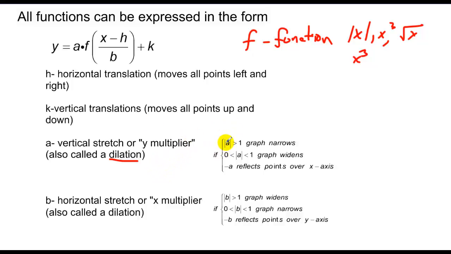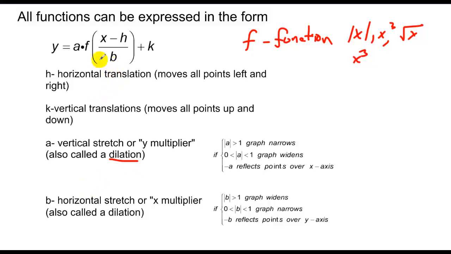If the absolute value of A is greater than 1, then the graph's going to narrow. It's going to get leaner, if you will. If the absolute value of A is between 0 and 1, the graph gets kind of pushed down. It gets squished or widens. And like we just talked about, if the A value is negative, it's going to reflect points over the x-axis.